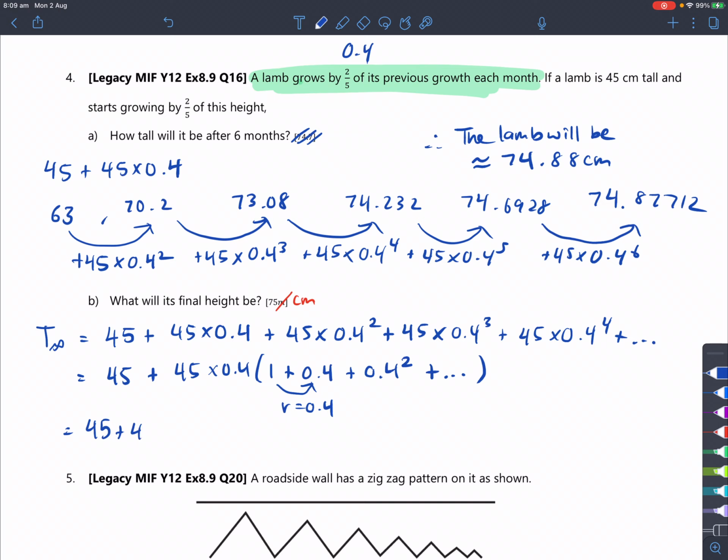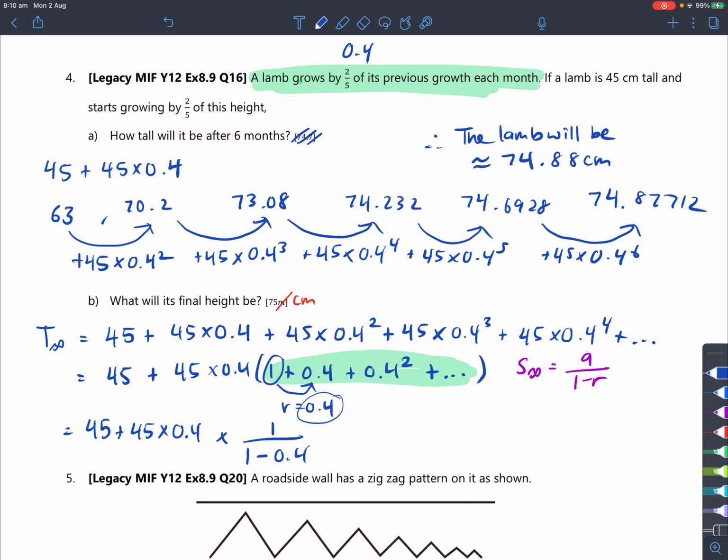So 45 plus 45 times 0.4. We're going to times by the sum of this, which we're going to use the limiting sum formula for, which is a over 1 minus r. So that would be 1 for the first value over 1 minus r, which is 0.4. Okay?